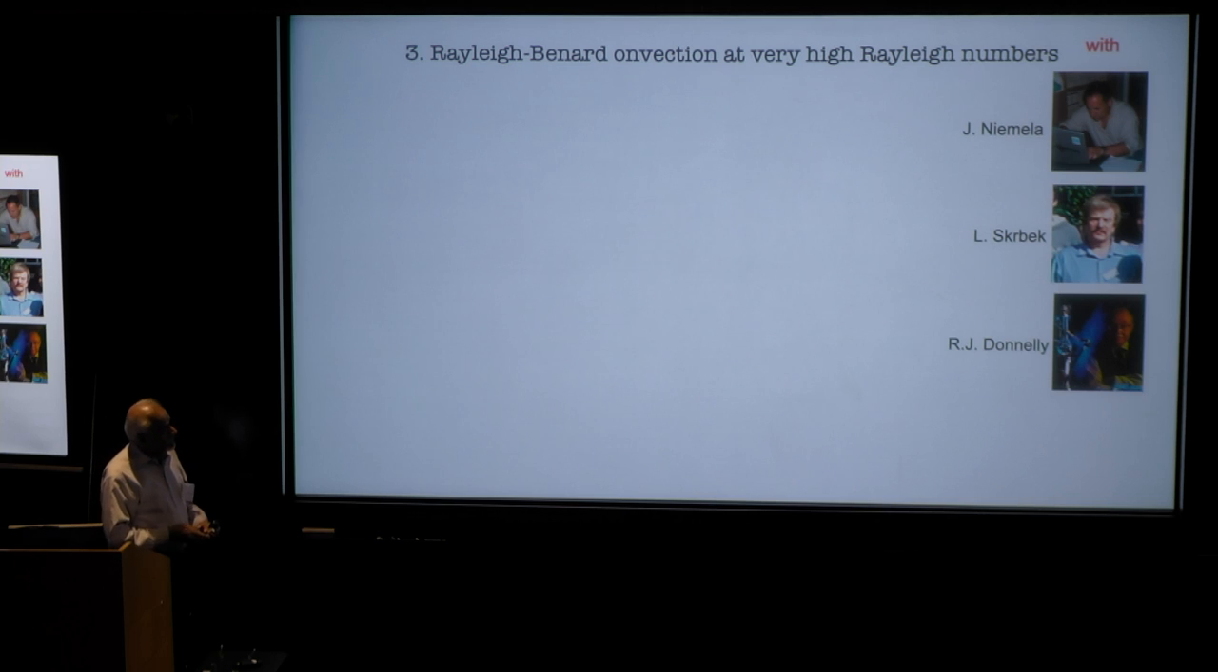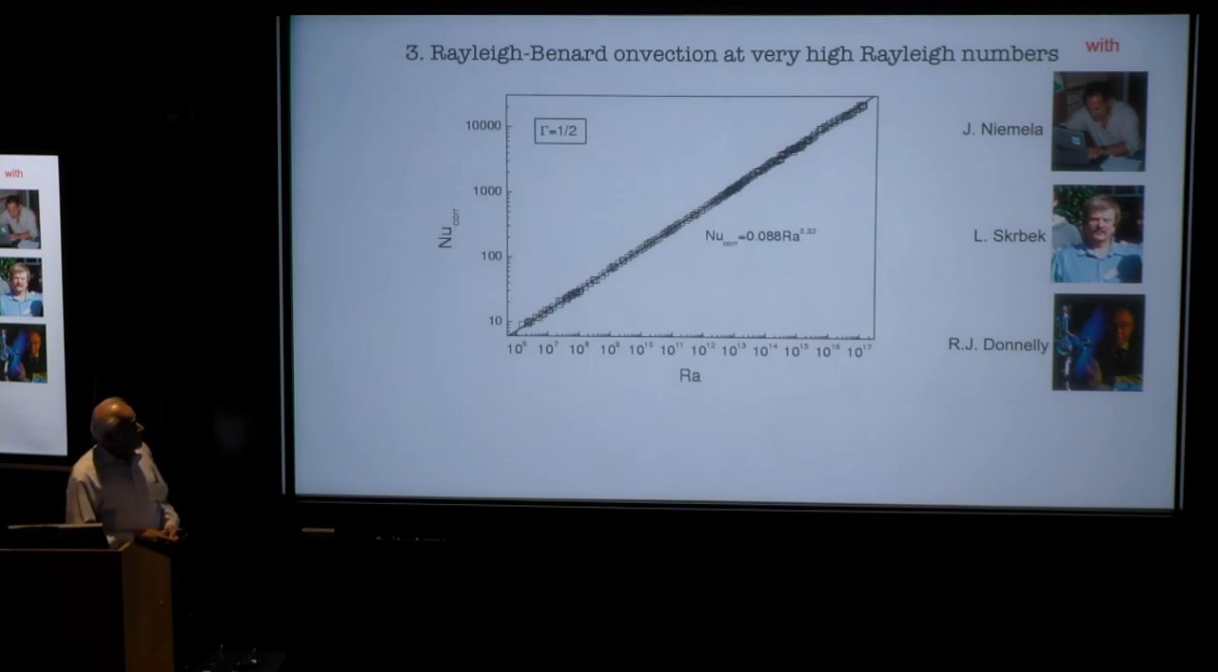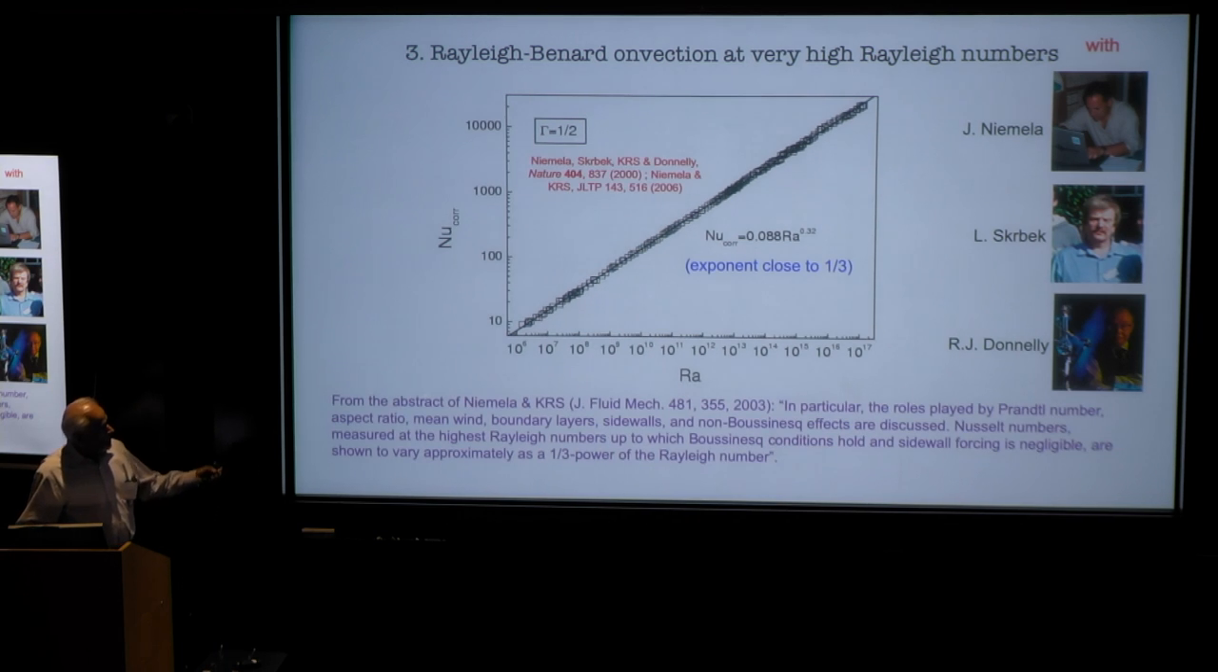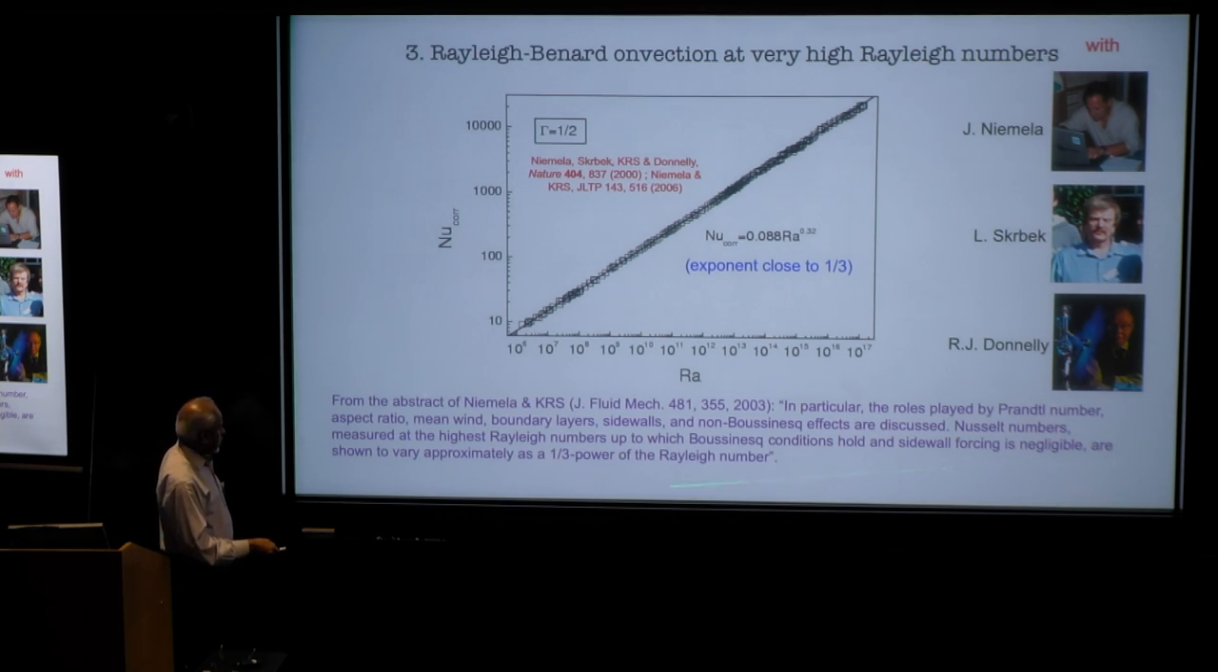Now, the last one is basically the major problem of finding out what the heat transport law is. That is the so-called Nusselt number, the amount of heat transfer as a function of the Rayleigh number, which is the amount of temperature difference maintained between bottom and top plates. Now, an experiment we did some years ago, where we went from 10 to the power 6 to 10 to the power 17, using some properties of cryogenic helium, showed that the power law was around 1/3. We looked at it very carefully and said it varies approximately as the 1/3 power.